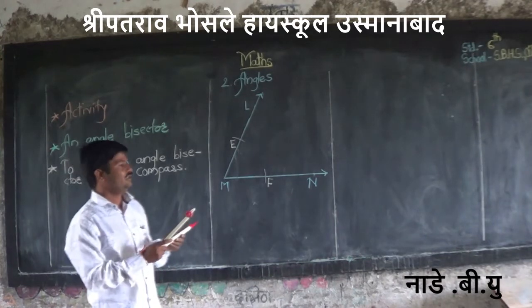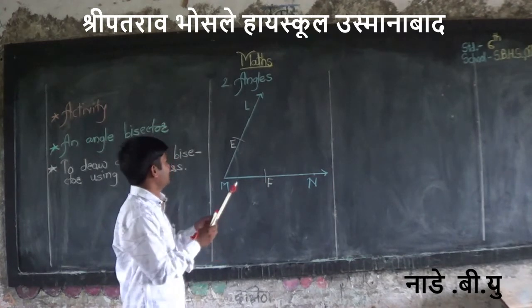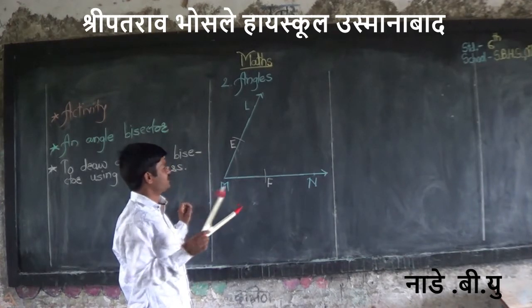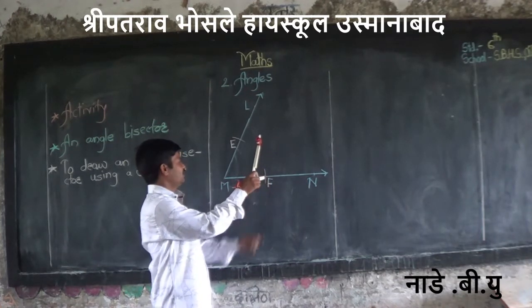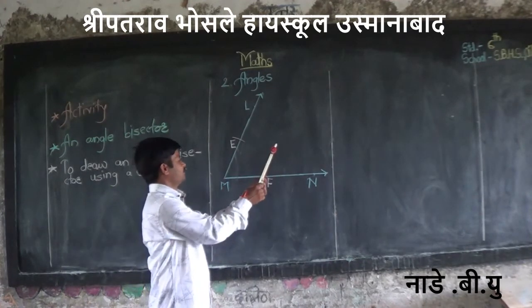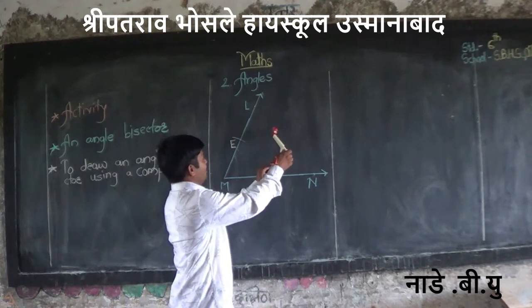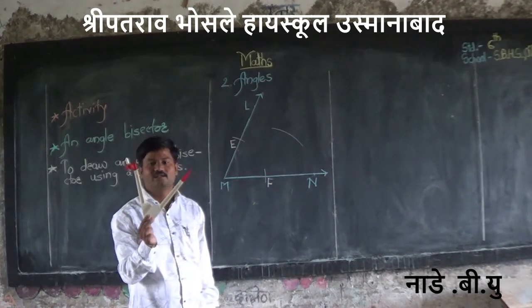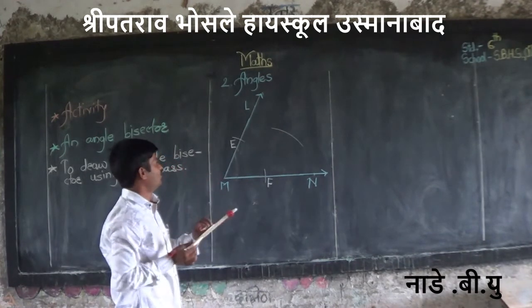Then take any distance in the compass and place it on one of the two new points and draw another arc. Here, place the compass on point F and draw an arc. Keep care that the distance stays the same. Do not change the distance in the compass.